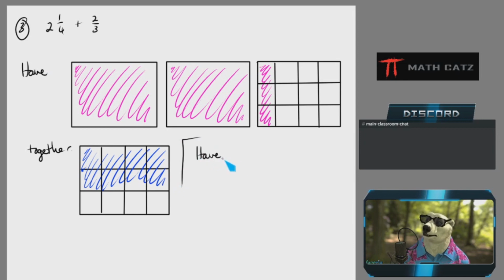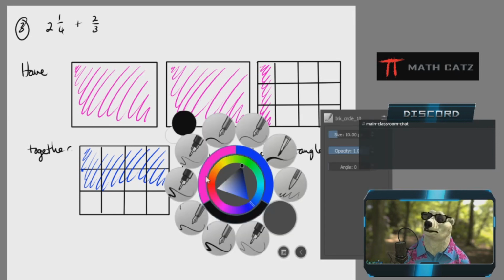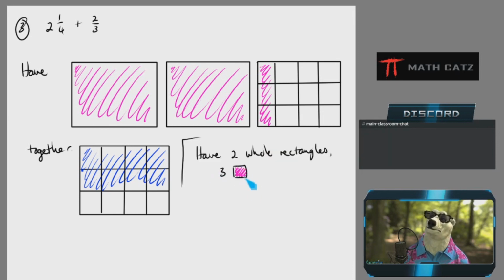I have 2 whole, I'll just say wholes, rectangles. I mean, that's better. 2 whole rectangles and 3 little pieces that are pink. And I want to put together with that 1, 2, 3, 4, 5, 6, 7, 8. 8 of the same pieces. They are just blue.